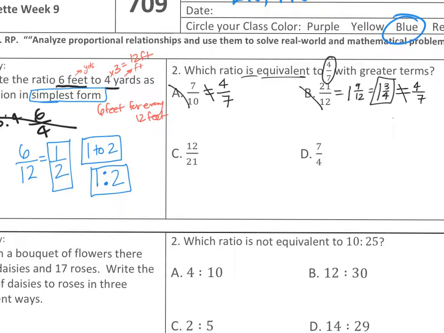Letter C, 12 over 21, that can be reduced by 3. 12 divided by 3 is 4. 21 divided by 3 is 7. Hey, does that equal 4/7? Yes, it does. So C is the correct answer.